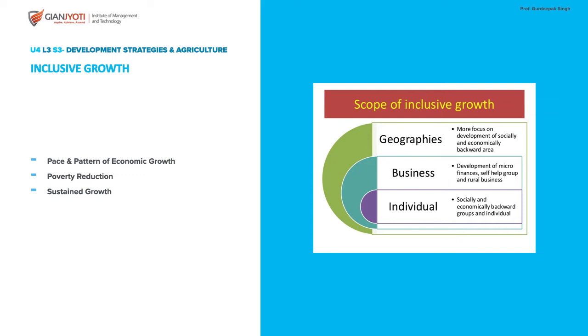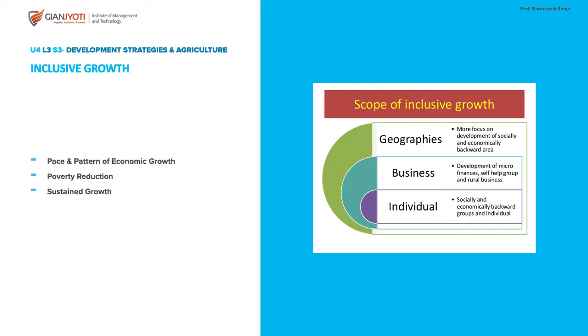Now, when we talk about inclusive growth, it has to be done at 3 levels. Number one is the geographies. That means all the backward areas, whether economically backward or otherwise, so they have to be included. So the focus has to be on development policies and development strategies which can bring these economically backward areas into the mainstream.